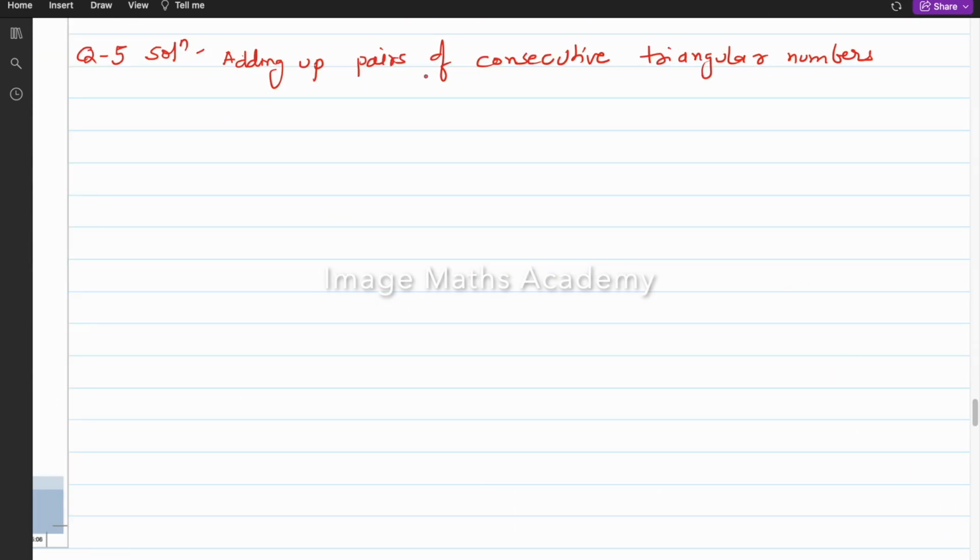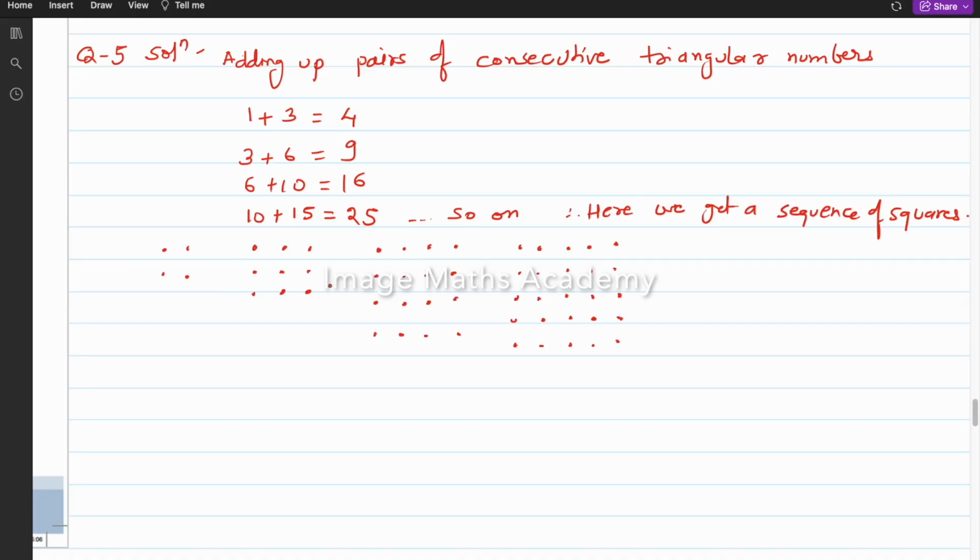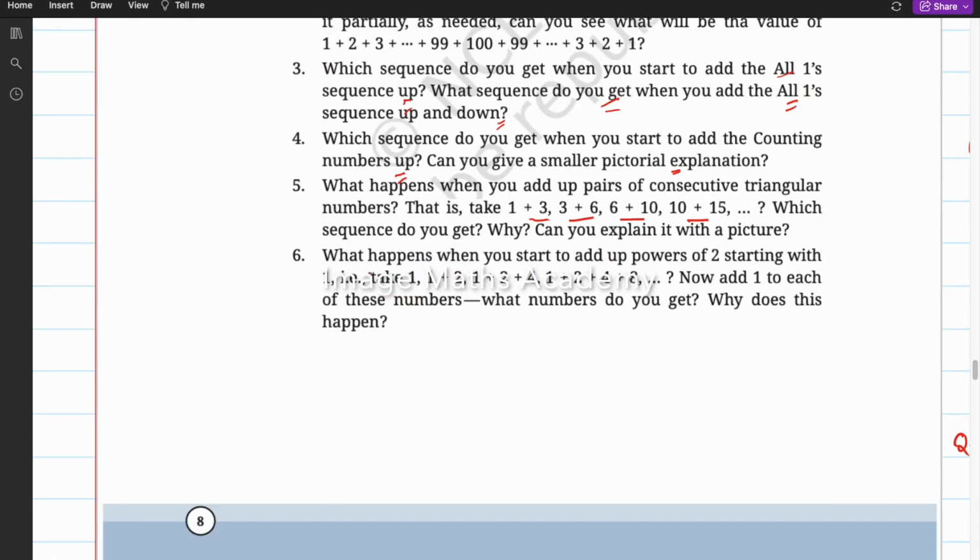So adding a pair of consecutive triangular numbers, 1 plus 3 is 4, 3 plus 6 is equal to 9, 6 plus 10 is 16, and 10 plus 15 is 25, and so on. So here we get a sequence of squares, and this is the pictorial representation of the consecutive triangular numbers. Question number 6. What happens when you start to add up powers of 2 starting with 1 and take 1, 1 plus 2, 1 plus 2 plus 4, 1 plus 2 plus 4 plus 8, and now add 1 to each of these numbers? What number do you get?